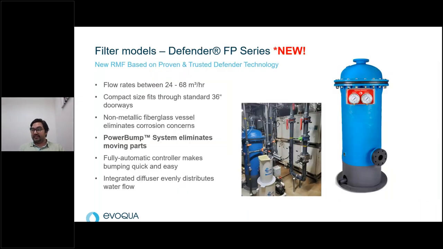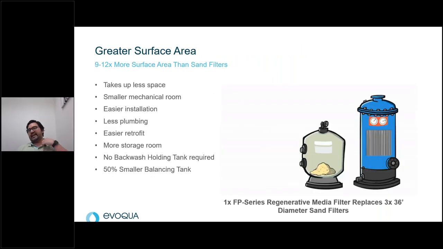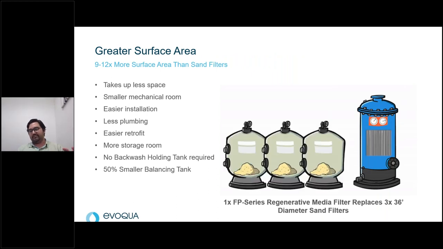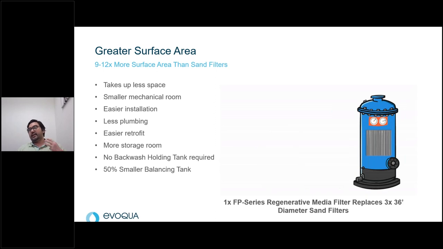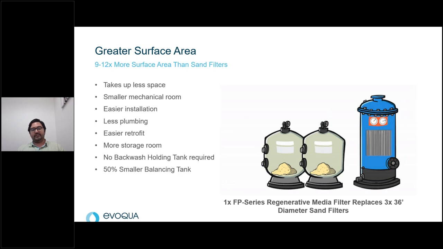And now this is our latest developed product, which we launched back in December. This is basically an economical version of the Defender technology. You will get the same benefit as the previous standard Defender. The only difference is that it is only one model. This unit is made out of a fiberglass tank, and there is no need for the air bump component on top. The bumping, called power bump, is done by a reverse flow. The system comes fully automatic with an automatic controller as well. As you see here, you will still get the same benefit as the typical standard Defender. One unit of this can easily replace your standard 3 units of 36 inch diameter sand filter.